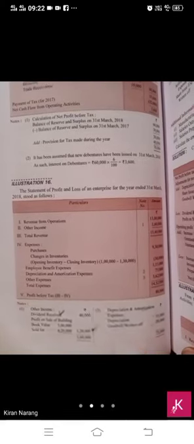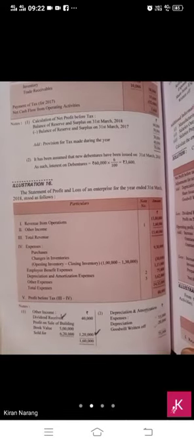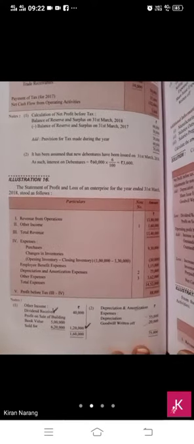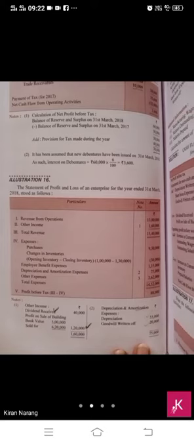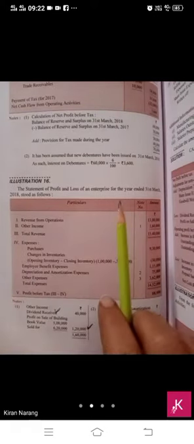Now बच्चे, have a look at illustration number 16. In the previous illustration, a balance sheet was given to you, and with the balance sheet some notes were given. Now in this question, the statement of profit and loss is given.